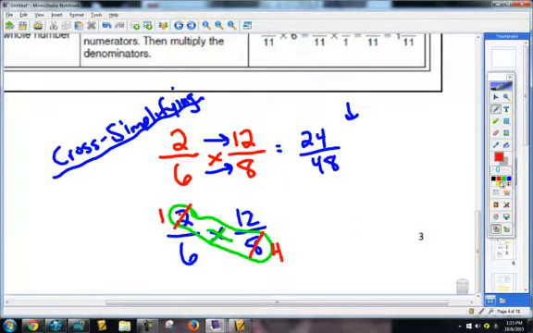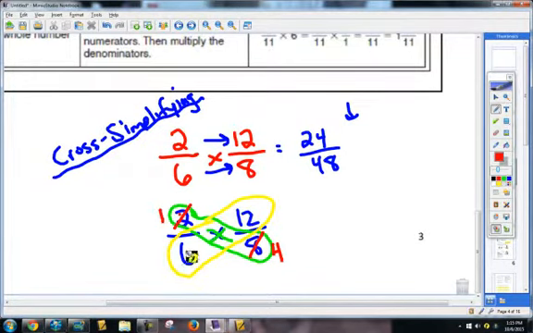Now we'll go the other way, and we'll do 6 and 12. It's called cross simplifying. What factor do 6 and 12 share? Some of you might be saying 2, 3. Those would all work, but I would say the biggest common factor they share is 6.